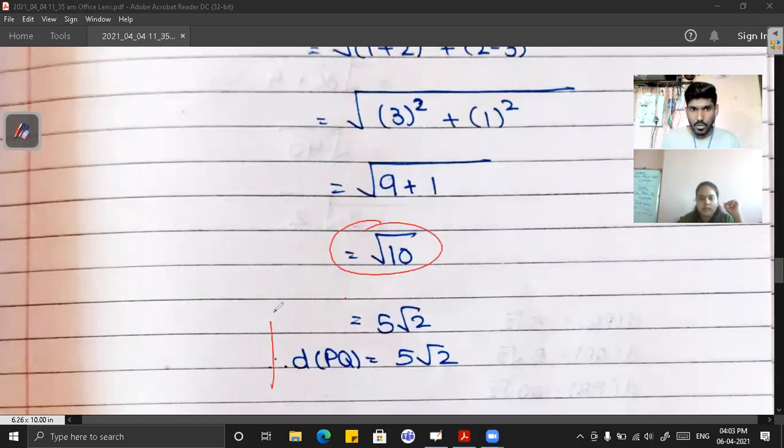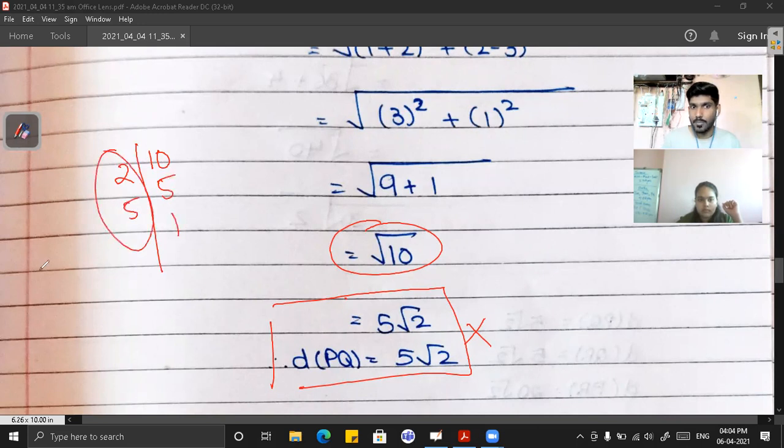But this is wrong. This 5 root 2, you won't get 5 root 2. Because if you find the prime factors, it will be 2 into 5 and 5 into 1. So we are not getting a pair. So you leave this as it is here. Leave it as root 10 only. Did you get your mistake here? What is the mistake? Done. So you leave it as it is, root 10.